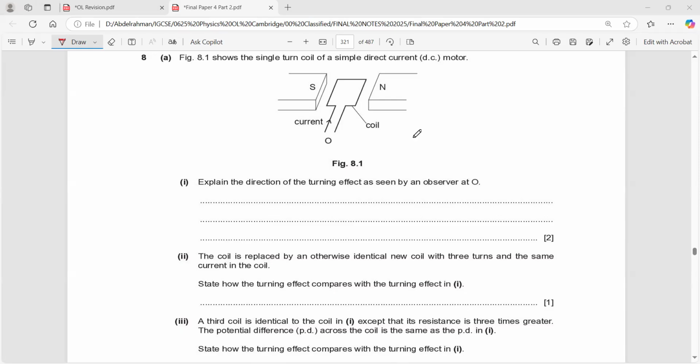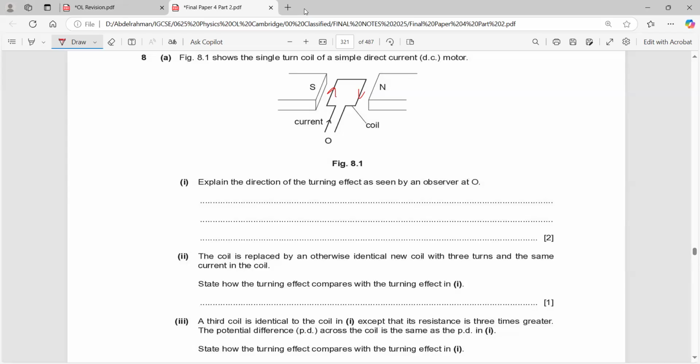Fleming's left hand rule gives the direction of the force. Can I find the force on the left hand side and on the right hand side? Yes, definitely. The current is moving in this direction, and moving away in this direction. The magnetic field is from the north to the south. Using Fleming's left hand rule, the index finger is pointing towards the left and the current is moving into the page on the left part.